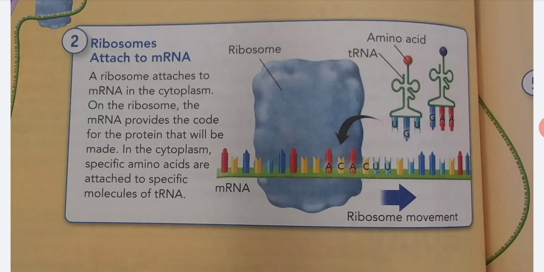Ribosomes attach to the mRNA. A ribosome attaches to the mRNA in the cytoplasm. On the ribosome, the mRNA provides the code for the protein that will be made. In the cytoplasm, specific amino acids are attached to specific molecules of tRNA.